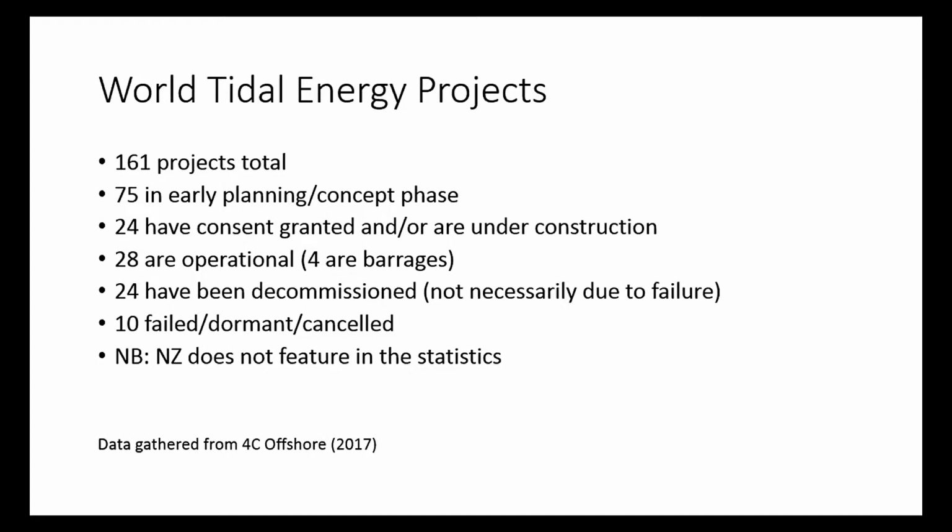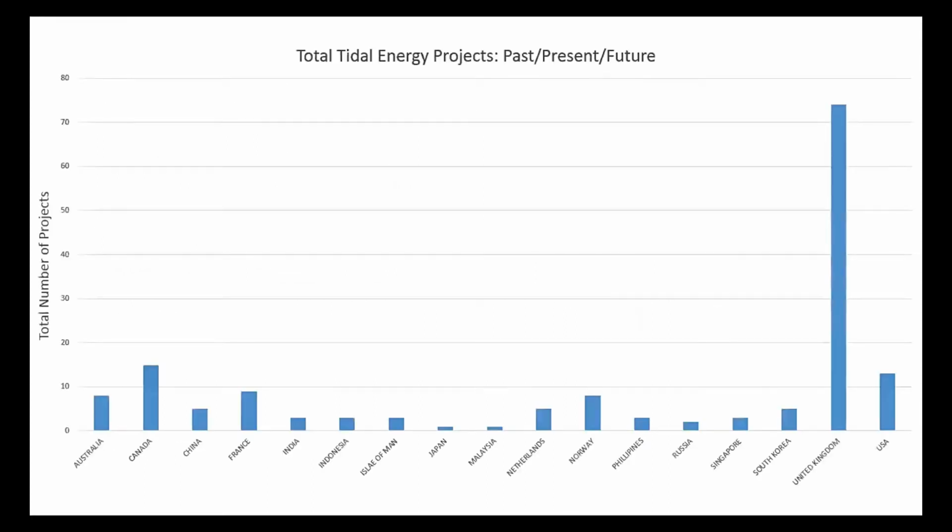So the ones that have been decommissioned, quite often that's like there's a testing centre in the UK, and a company deploys a turbine, it works great, and they pull it out and decommission it. And that's what a decommissioning can mean. It can also mean the turbine was deployed and they pulled it out because it wasn't working how they wanted it to work. If we look at where these are, they're mostly in the UK.